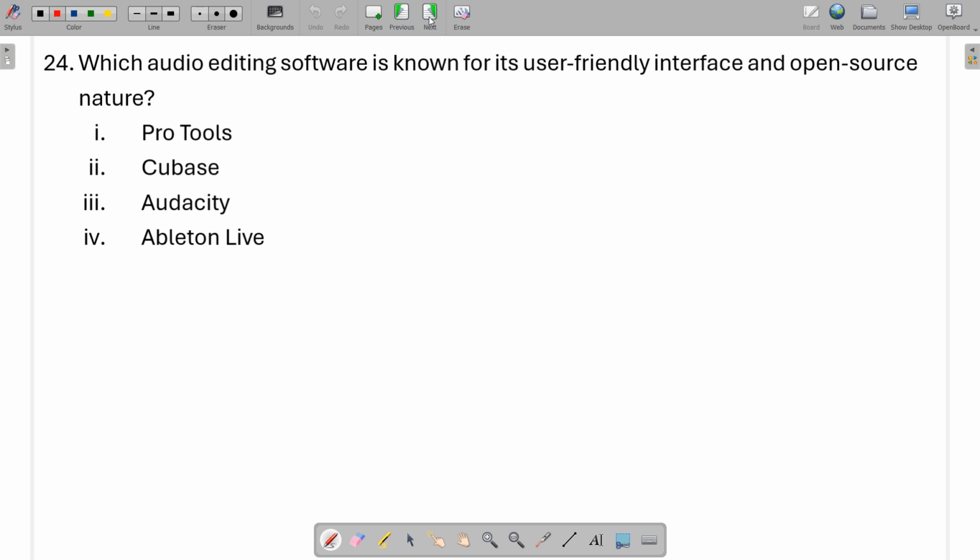24th, which audio editing software is known for its user-friendly interface and open source nature? It's talking about audio editing software. It's a user-friendly one, and they are talking about open source. So we are learning about this particular audio editing tool in your syllabus, which is Audacity. Cubase is an audio editing tool which we have to pay for, right? So the free and open source one is going to be the third one, Audacity.